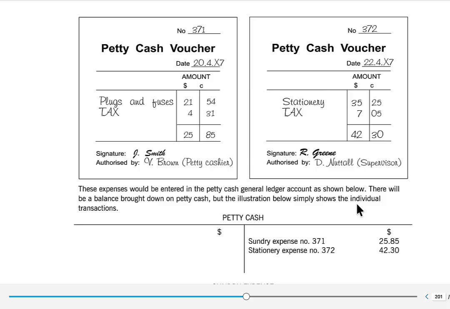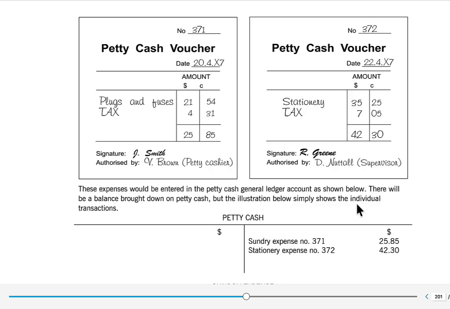Petty cash voucher number 371. This voucher belongs to the first receipt, the one for electric plugs and fuses. On the voucher you can see voucher number is 371. Date is 20 April. Item is plugs and fuses.